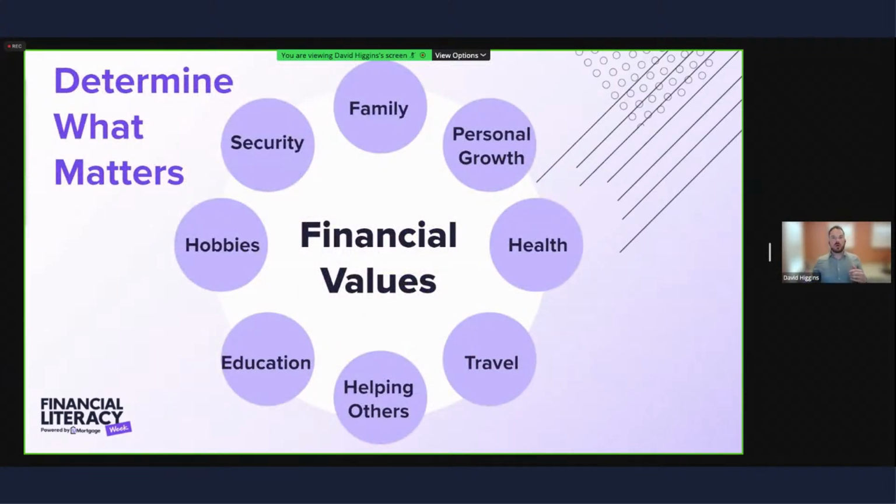Now, it's important to reflect on why establishing positive financial habits really matters to us. And that answer is going to be different for every single person on here. Every single person is going to look at this a little bit differently. Financial literacy this whole week is really about helping you leverage your finances to help you invest in the things that matter most to you.